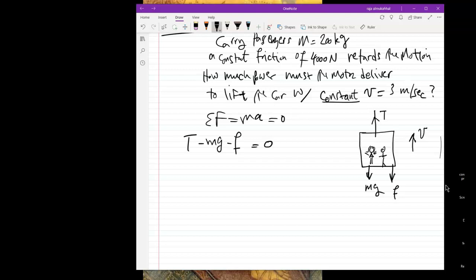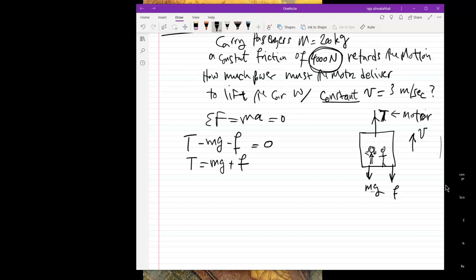And the motor is not the mg. Where is the motor coming from? The motor, this is the tension. The tension is coming from the motor. You agree with me on that? This is from the motor. Okay? This is coming from the motor. So that means the power delivered by the motor is from the tension. So the tension in this case is going to be mg plus the friction. The friction is just a number. It's right there. This is the friction right here. Just a number. You just plug it in.